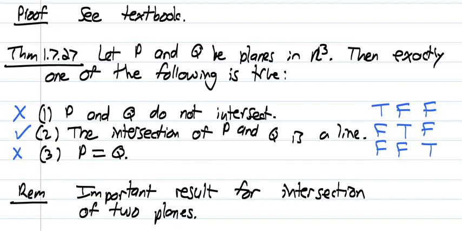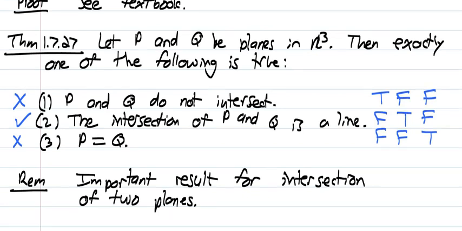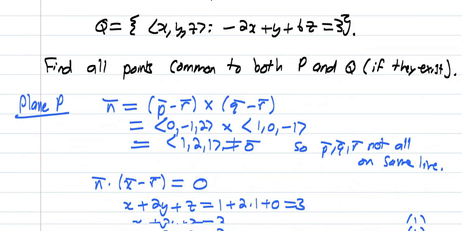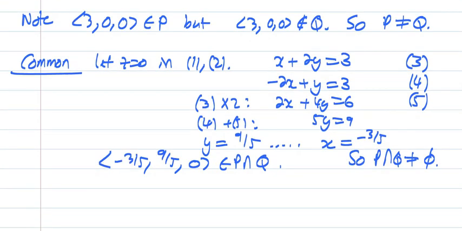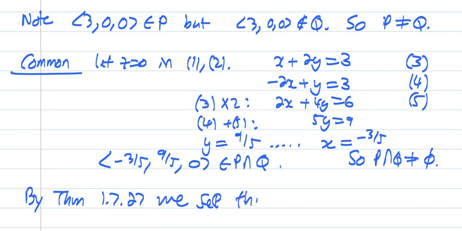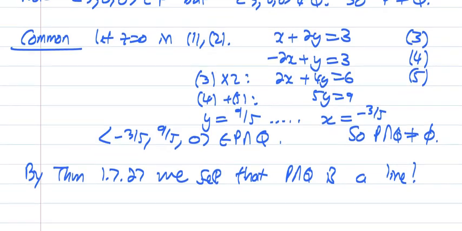P and Q are not the same. P and Q have at least one point in common. So that means possibility 2 happens, that the intersection is a line. So let's quote this. By Theorem 1.7.27, we can now say we have enough evidence. By Theorem 1.7.27, we see that P intersect Q is a line. Ladies and gentlemen, this is very important. We see that the intersection is a line, alright?